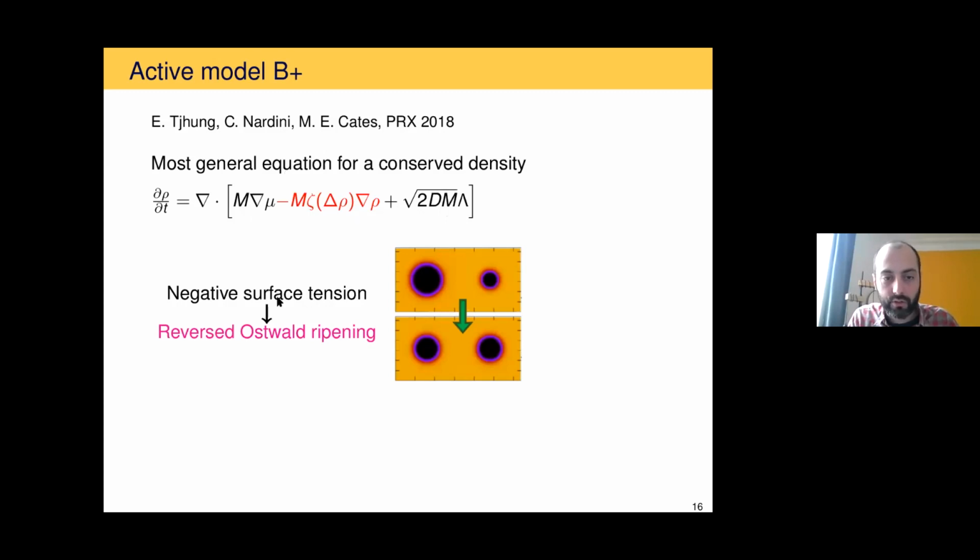And the consequence is that they have reversed Ostwald ripening. What that means is that if you have two bubbles of different size, instead of the small one disappearing and the big one getting bigger, it's the opposite that happens. They tend to equilibrate their radius.